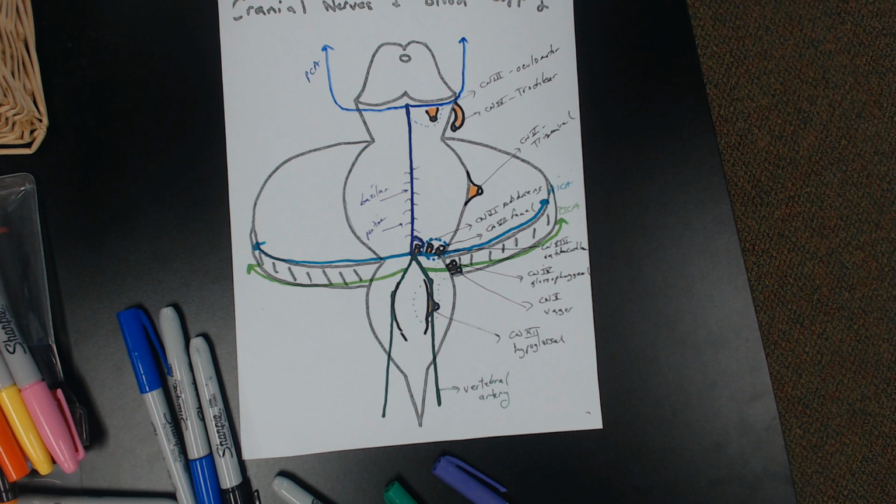This is like the great big overview, so that you can see where everything's coming from. Any other questions? Does everybody see where I am, or where this is coming from? Does it make sense? What we did the blood supply first, and then we did the cranial nerves.